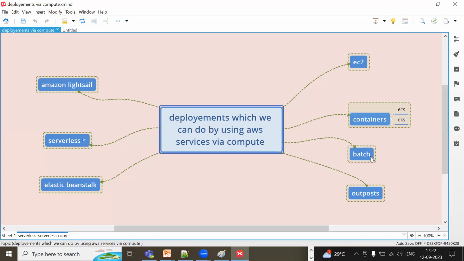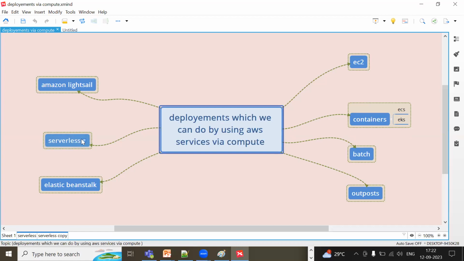Okay, directly you can use. And Batch, this is also one of the services being released as a service. And Outposts too. And Amazon Lightsail and Elastic Beanstalk. These are all services which you can use in order to deploy your application and give it to all of your customers.